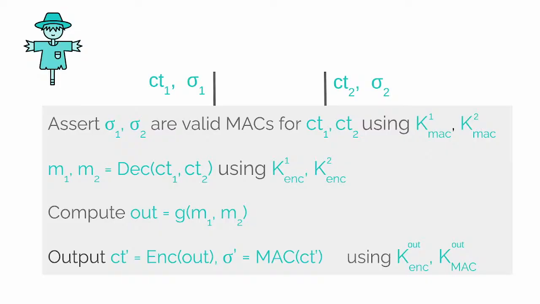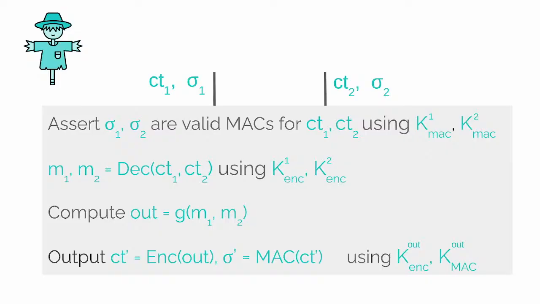So this gate has 2 input wires. So I'm going to check if the signatures are valid for these ciphertexts. And if they're indeed valid, I will decrypt the ciphertext, get the original value on those wires. And then I will compute the logic of the original gate to get the output. And then I will encrypt the output and compute a signature for the output wire.